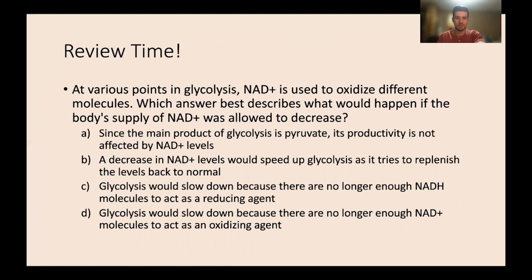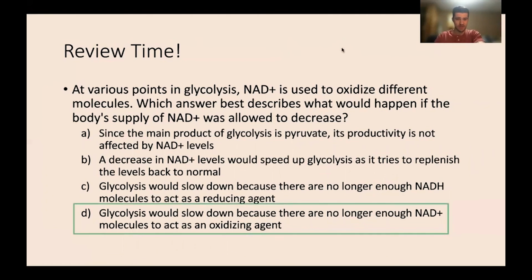Okay, at various points in glycolysis, NAD plus is used to oxidize different molecules. Which answer best describes what would happen if the body supply of NAD plus was allowed to decrease? So the correct answer is D. And let's go over it.